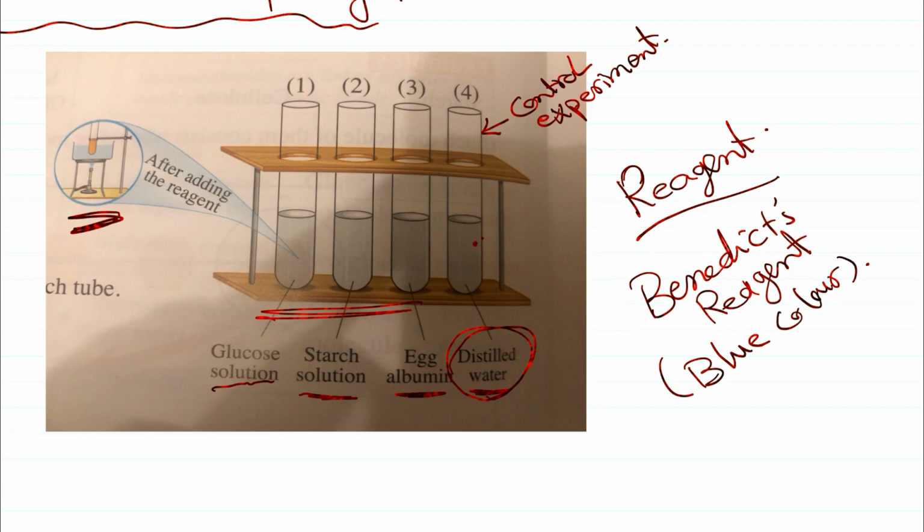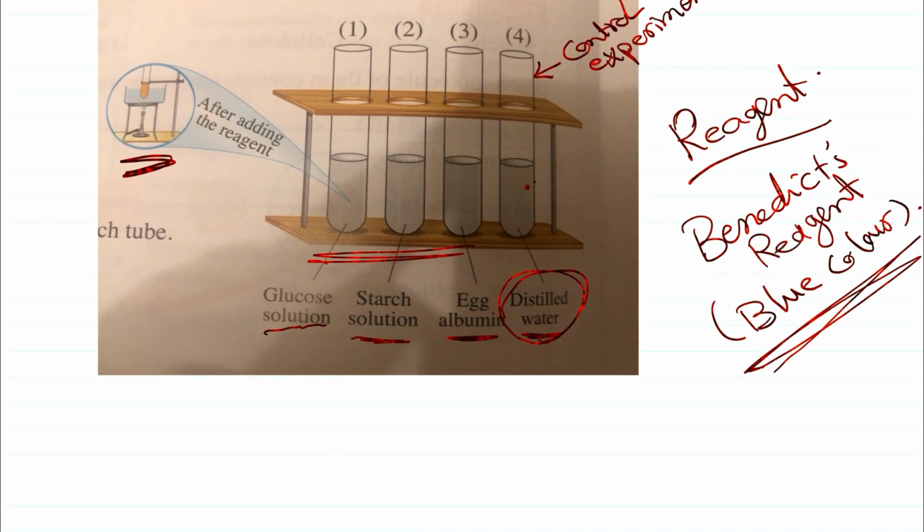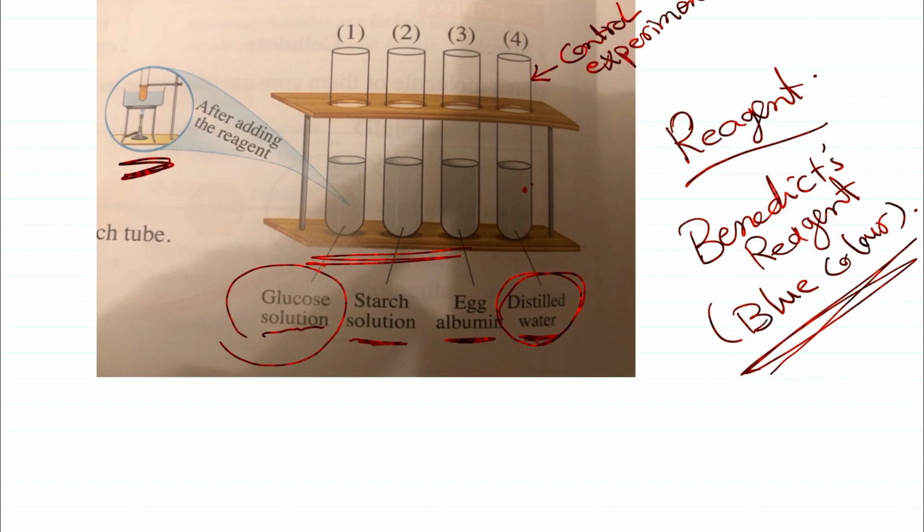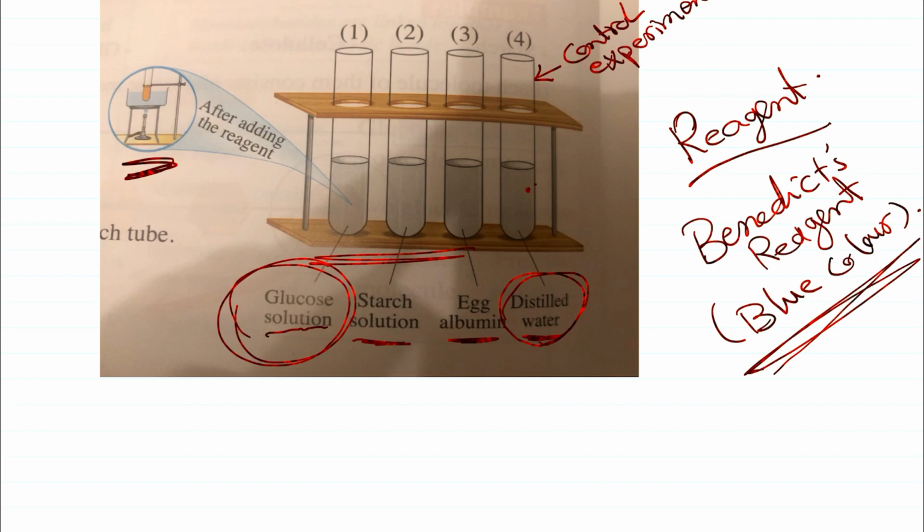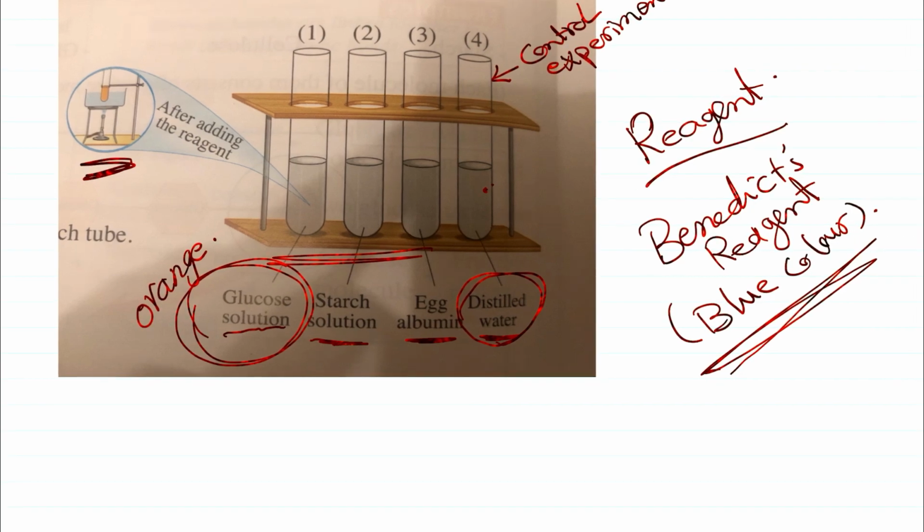Negative means there is no sugar. Positive means the sugar is present. What is the negative result? Blue color. The color of the reagent will never change. But positive means the color will be changed. So here, in case of sugar, in case of glucose, the color will be changed from blue into orange. By the way, to be clear for all of you, any change of color other than blue will be positive. Okay, but starch is a complex.